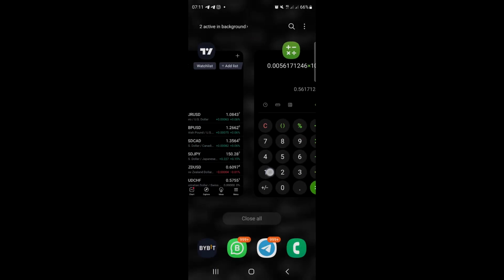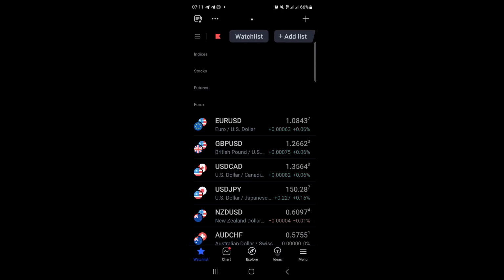What you want to do is open your TradingView. I'm sure most of us will have downloaded it on our phone. Once you open your TradingView, this is what you see. You can use it for forex, crypto, stocks and everything. All data is on there. You can see there's watch list, chart, explore, ideas, menu. What you want to do is go to chart.